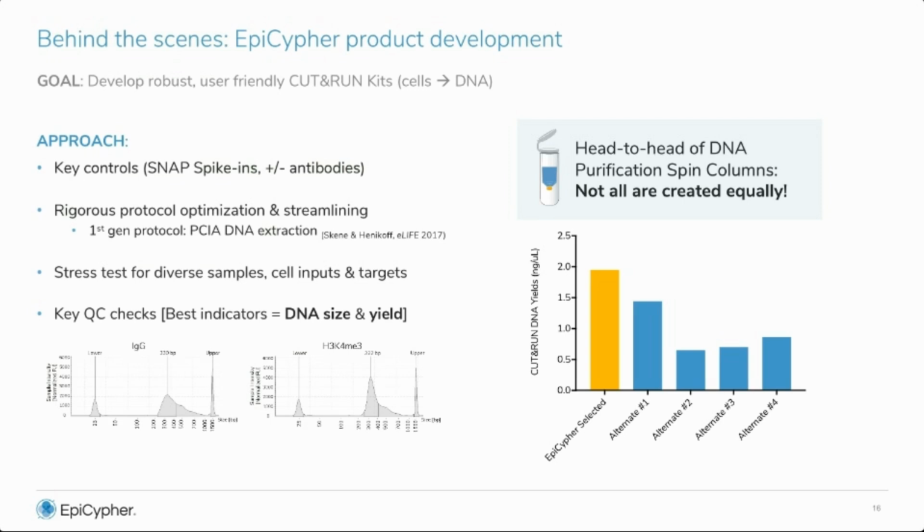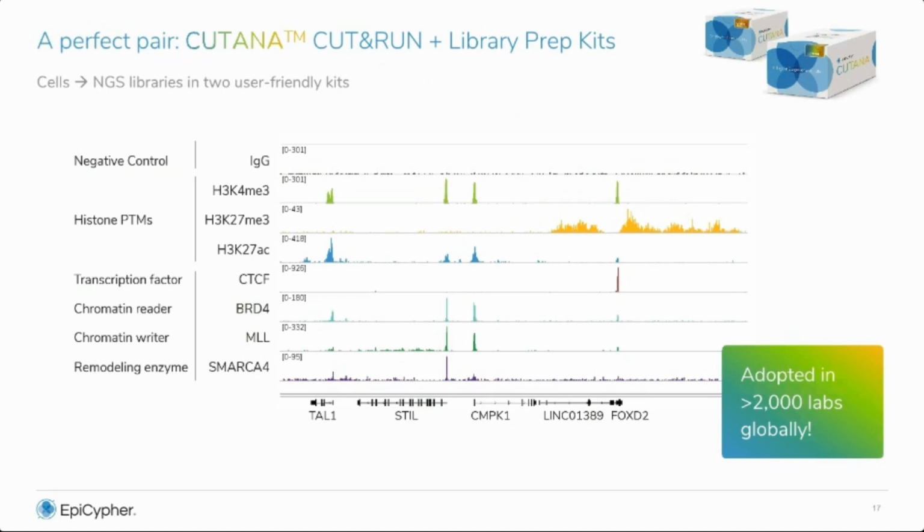All right, so based on this, we developed not only a CUT&RUN kit, but also a downstream library prep kit that is specifically tailored to prep NGS libraries from the very low inputs you get from CUT&RUN DNA. These kits are very robust for a variety of targets. I spent a lot of time talking about histone PTMs, but they also work very well for chromatin-bound proteins like transcription factors, epigenetic modifying enzymes, and even chromatin remodeling enzymes, which are very difficult to profile in ChIP-seq.